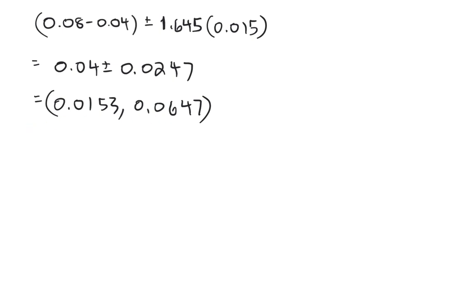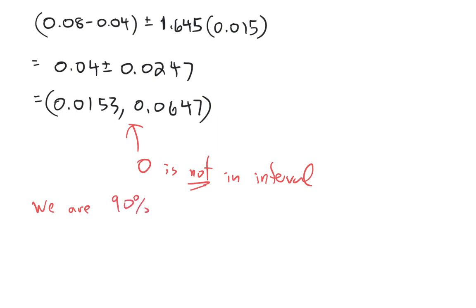Which means an important thing to note is that 0 is not in this interval. So we are 90% sure there is a difference, because we're 90% sure that the true proportion is within here. 0 is not within here, so we're 90% sure it's not 0.